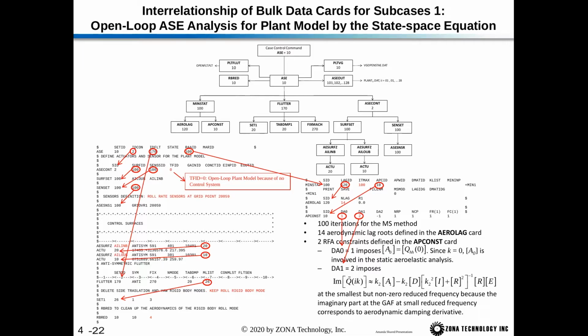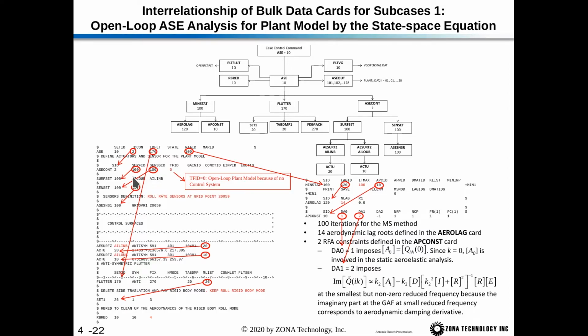DA1 equals 2 imposes the constraint that the imaginary part of Q at the first non-zero reduced frequency must equal our RFA parameters. And this is done so that the smallest reduced frequency corresponds to the aerodynamic damping derivatives. Going back here to the left-hand side, our surf set defines 2 control surfaces, the outboard and inboard ailerons.